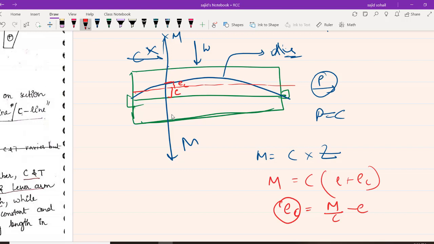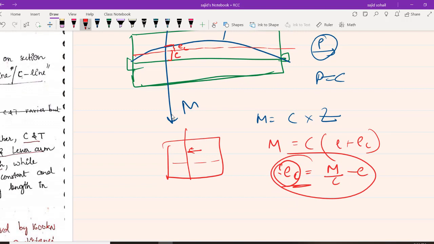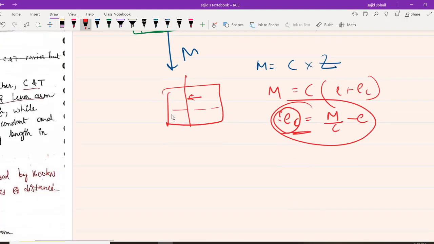Here, I'm trying to express this as a certain compressive force acting at this eccentricity. See, let me make it very clear. I have already considered the moment at this section, right? I have already considered the moment at this section, and from there I got the eccentricity. That is the point where my compressive force is moving. I hope it is very clear, right?